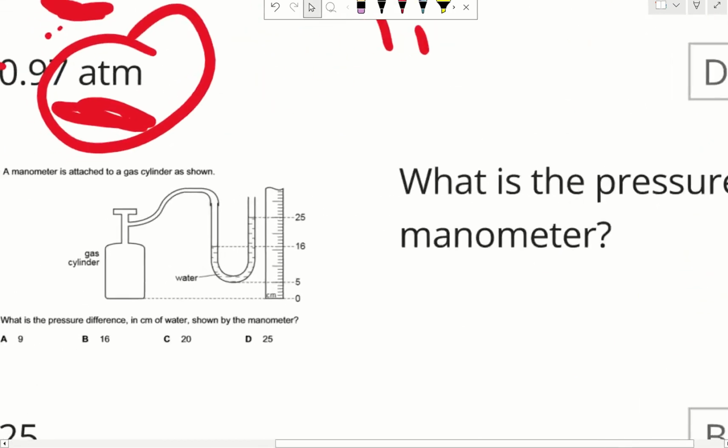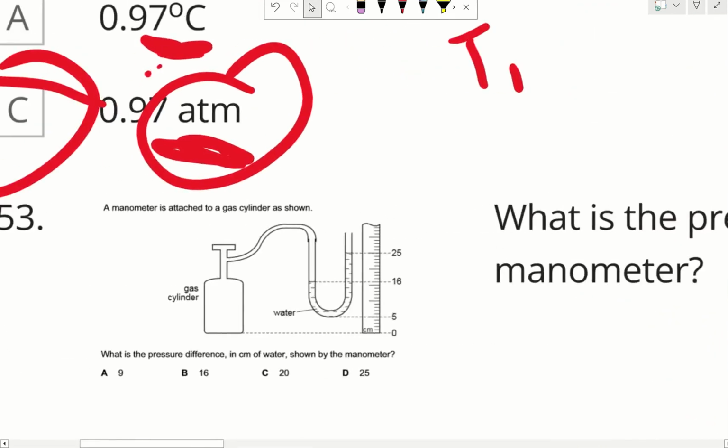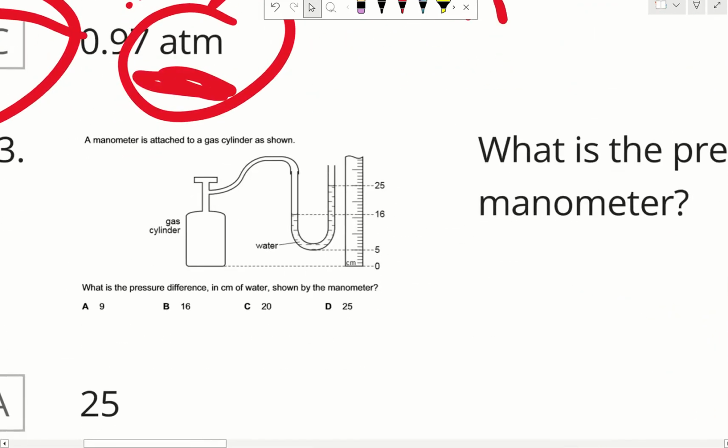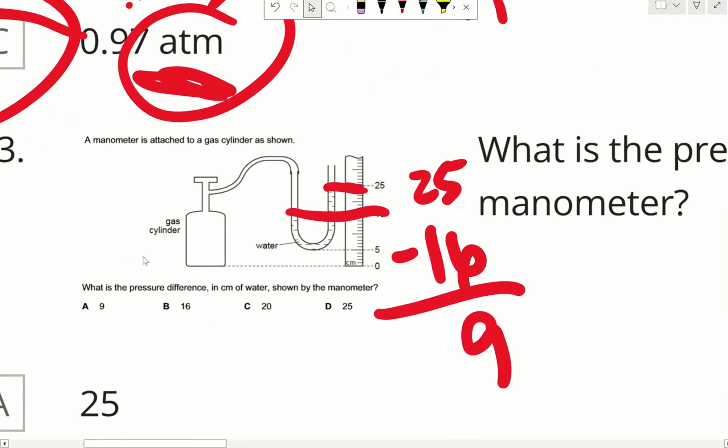Number 53, it's asking what is the pressure difference. So the pressure difference, all I have to do is take the first reading, 25, subtract it by 16. That's going to give me 9.